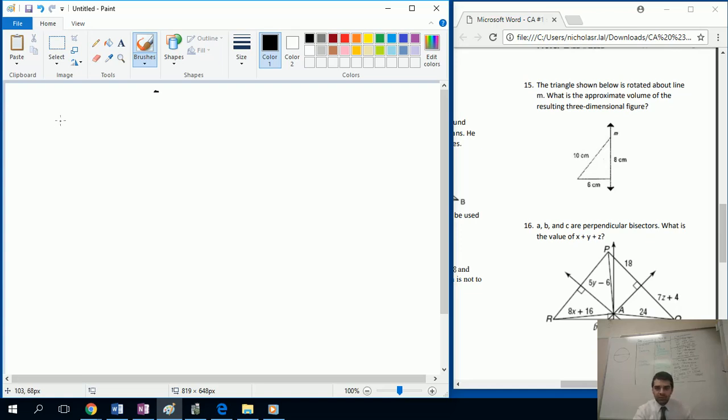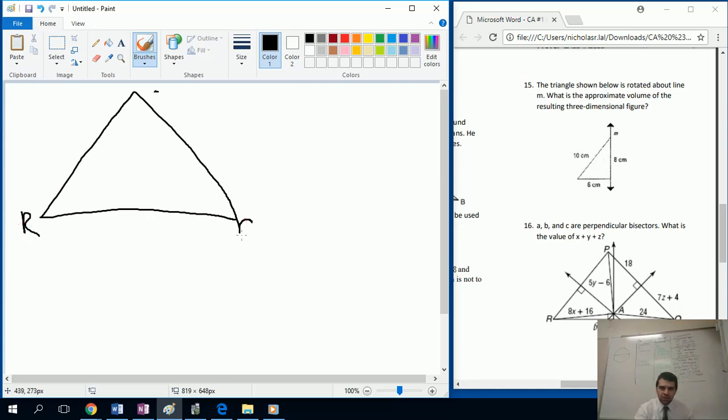Number 16. All right, this one's a little tricky. We're going to have a triangle, with R, Q, and P, and then you're going to have your altitudes. So you're going to have point A right here, and you're going to have 3 lines going through point A. You're going to have B, A, and C.